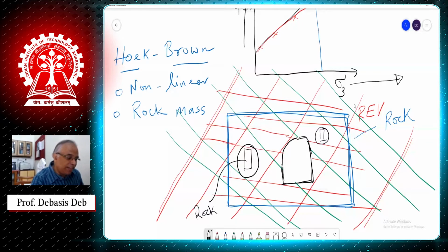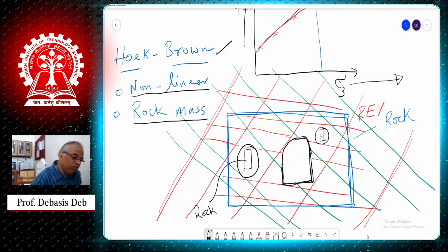So that's why the Hoek-Brown criteria, what I'm going to discuss now, is a nonlinear criteria, and it applies to rock mass for the entire blue color box. So if I have to analyze whether this tunnel will be stable, I cannot consider the Mohr Coulomb. I have to now consider this Hoek-Brown.